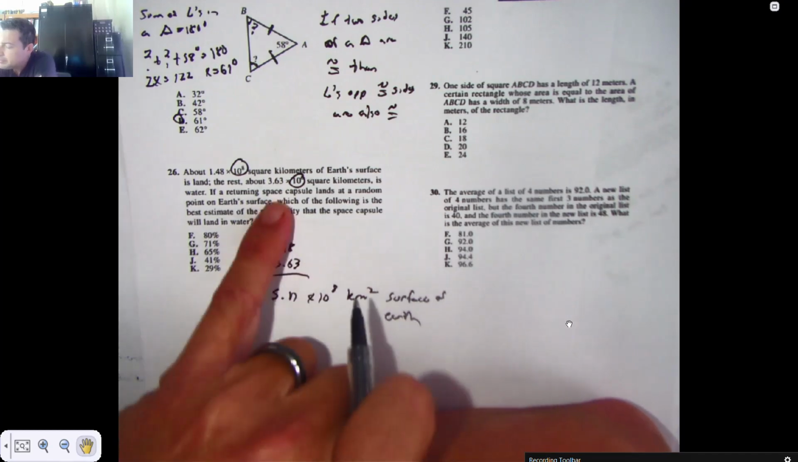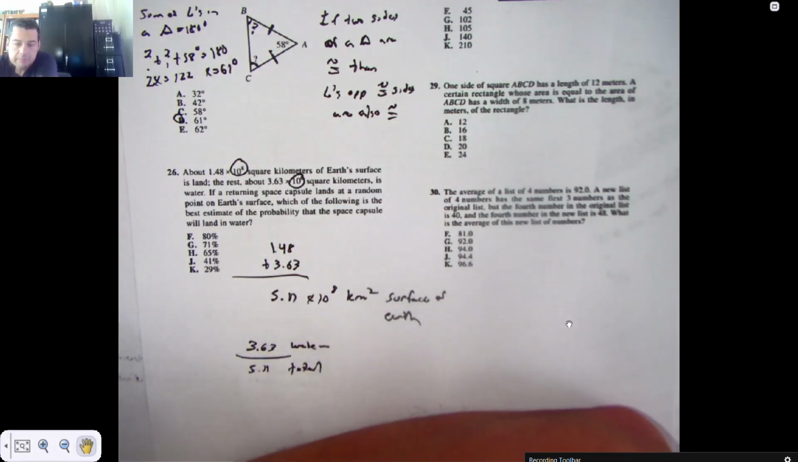Now, why did I do that? If a returning space capsule lands at a random point on Earth's surface, which of the following is the best estimate of the probability that the space capsule will land in water? So, water is the 3.63. And the total is 5.11. All I got to do is simplify that number. That's it.